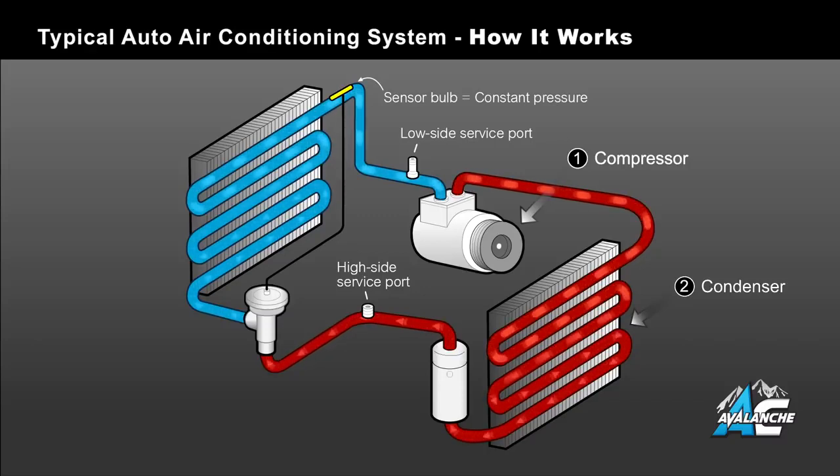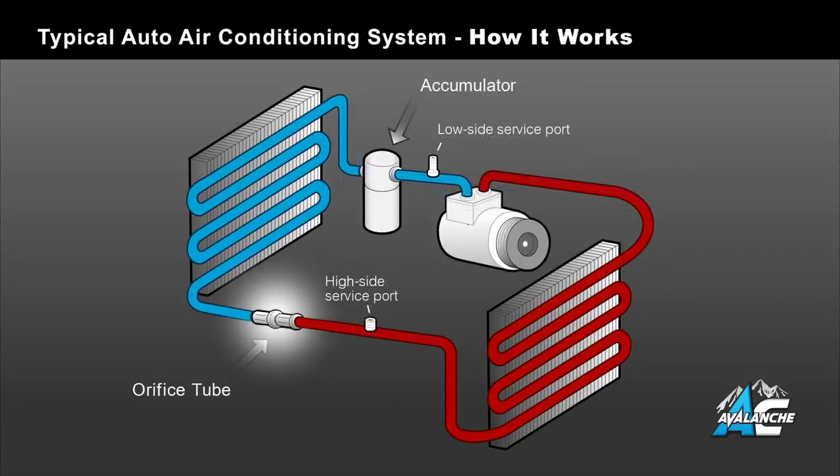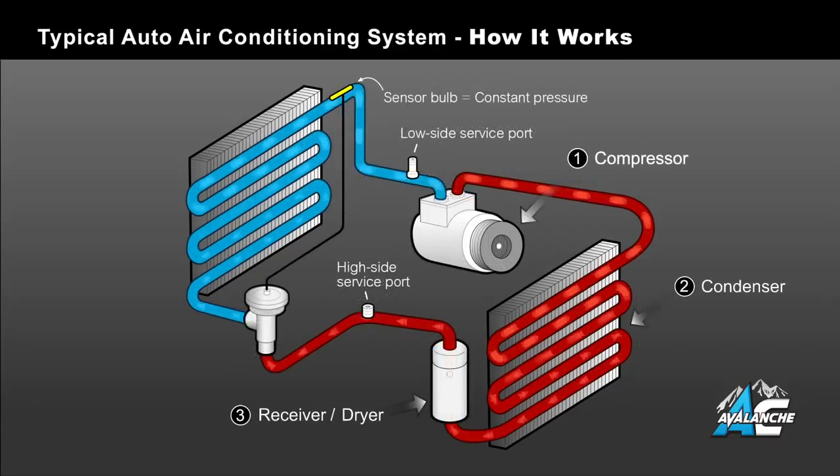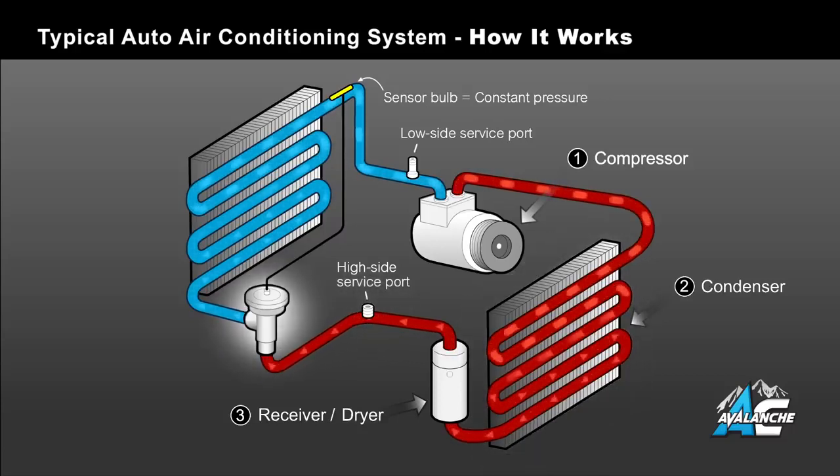The high-pressure liquid flows through the receiver dryer, having a desiccant bag inside it to filter and absorb small amounts of moisture that may contaminate the refrigerant. On an AC system using an orifice tube, the receiver dryer is replaced with an accumulator, which is located between the evaporator and the compressor. The high side service port is located here, between the condenser and the expansion valve or orifice tube.